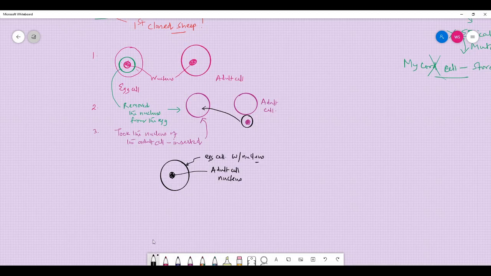Then they did a fourth thing. What's the fourth thing they did? They gave this cell an electric shock. Then what happened? This cell became an embryo. They took this embryo and put it into a female sheep, and what happened? Dolly was born.